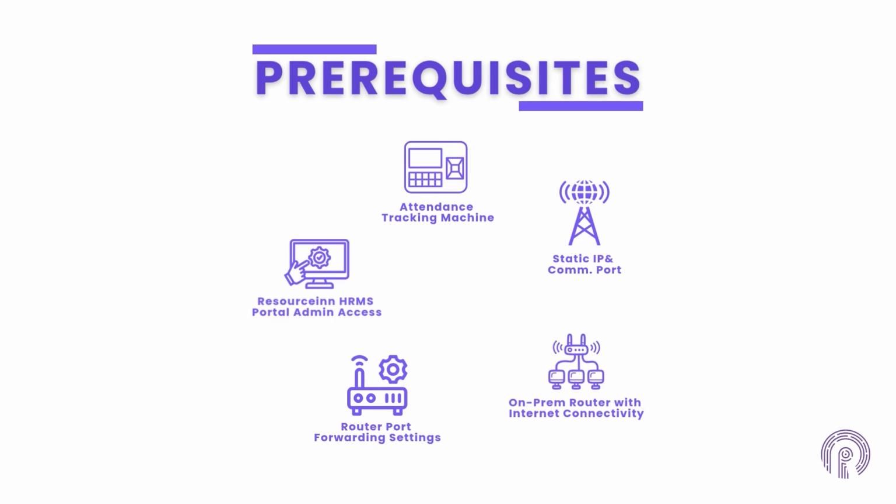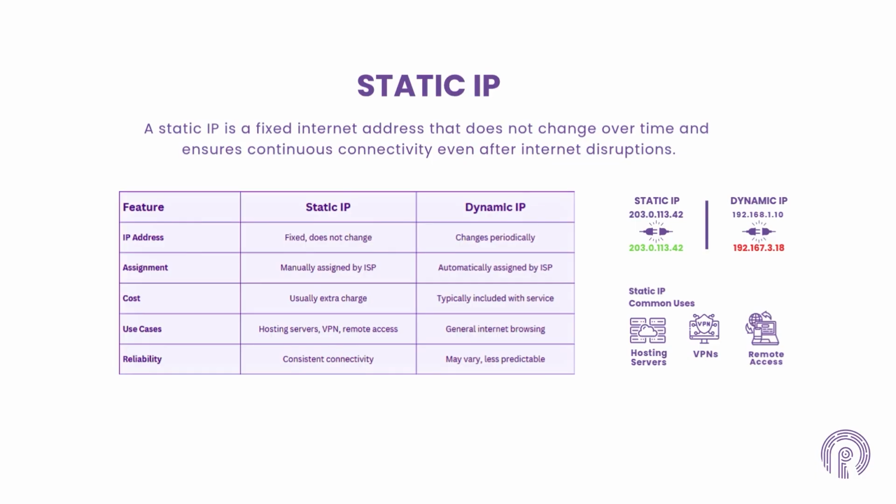Now, before starting, let me brief you about static IP. A static IP is an internet address assigned to you by your internet service provider, ISP, that does not change over time. Unlike a dynamic IP, which can vary every time you reconnect to the internet, a static IP remains fixed and consistent. ISPs typically provide static IPs for an additional cost, and they are commonly used for hosting servers, remote access, VPNs, or any service where a constant IP address is necessary for reliable connectivity.